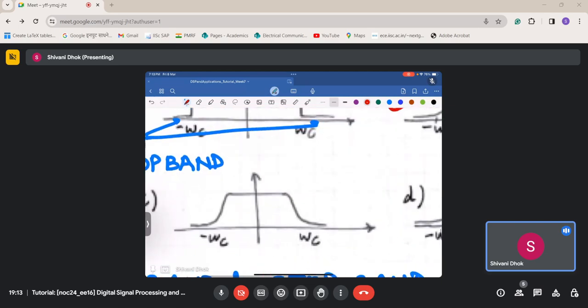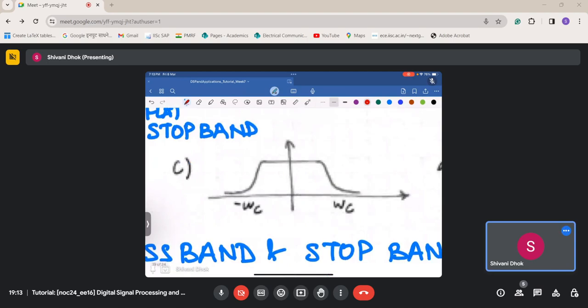Now let us look at the third option. In this, my passband is flat. My stop band is reducing slowly. This is also reducing slowly. I'm having a non-zero transition width, but this is flat. Yes, passband is flat. So this option C is also not possible.